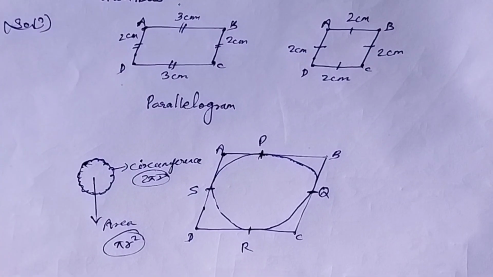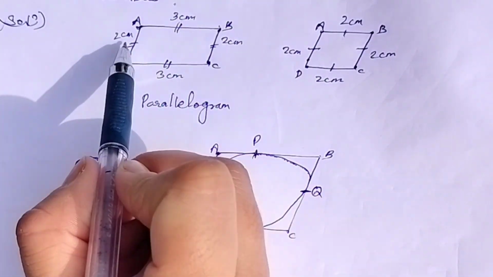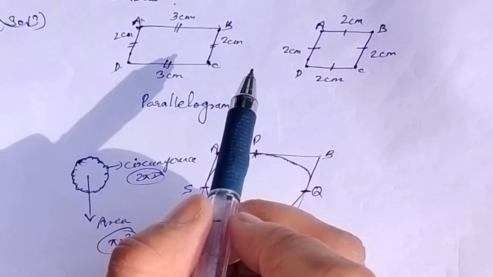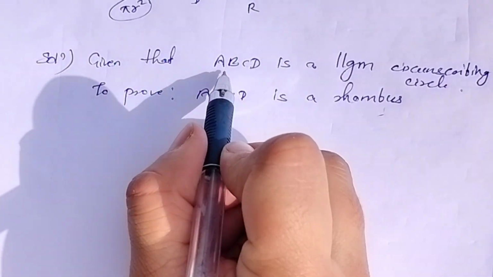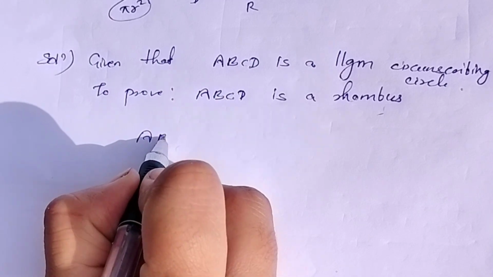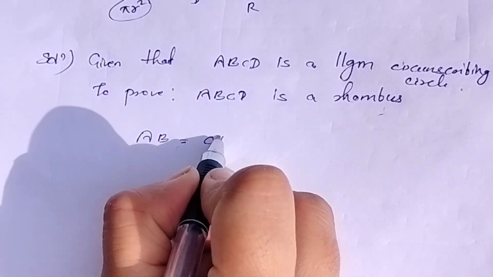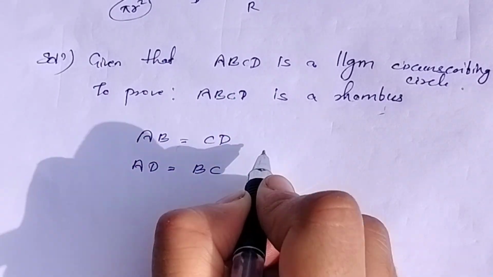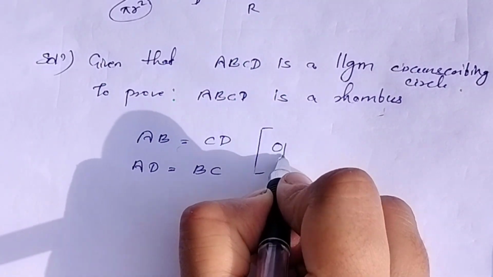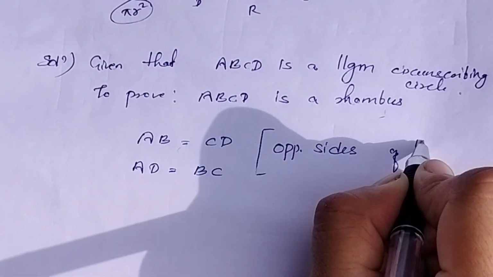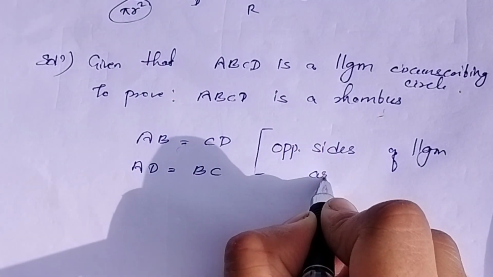From the parallelogram we can see that AB is equal to CD, and similarly AD is equal to BC. Since ABCD is a parallelogram, which is given, we will write AB equals CD and AD equals BC. Why is it? It is because opposite sides of a parallelogram are equal.